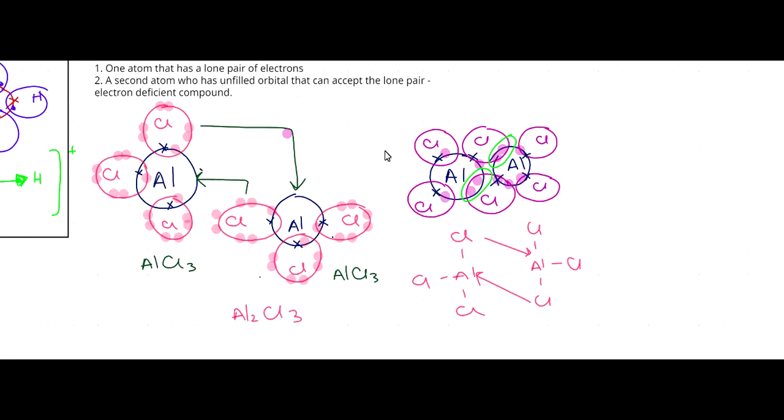So once again, we met the two criteria that were required. Criteria number one, you need to have an atom that has a lone pair of electrons. Number two, you need to have another atom that is electron deficient. In ammonia, it was the hydrogen ion. Over here, it is the aluminium atom. It is deficient in electrons because it has space for two more electrons. It has an unfilled orbital, so that unfilled orbital can then accept the electrons from chlorine. So this is what your covalent dative bonds are.